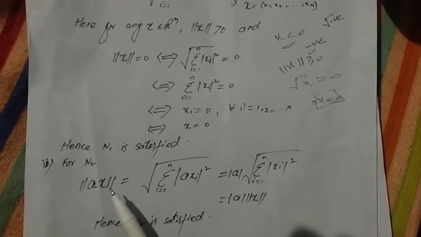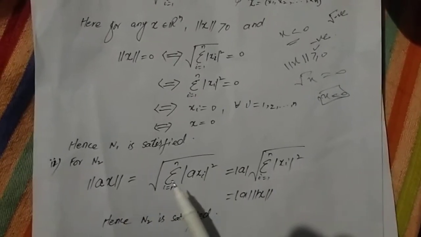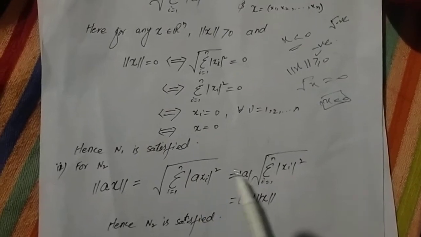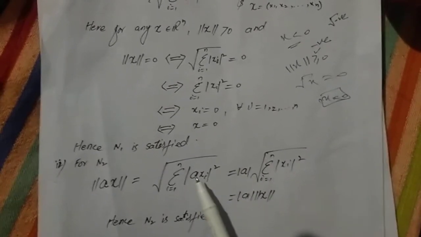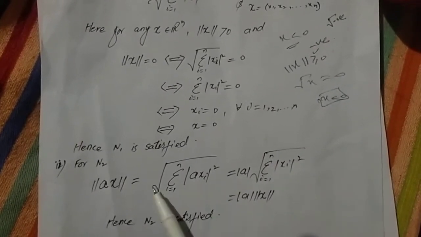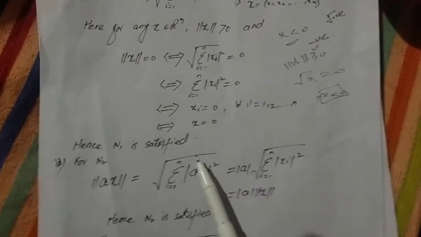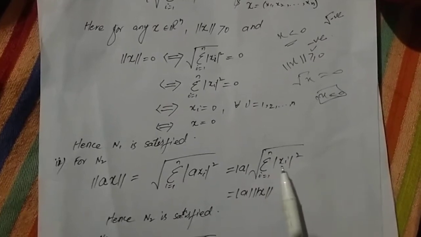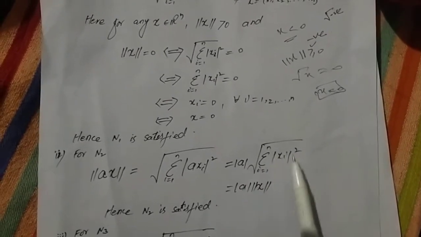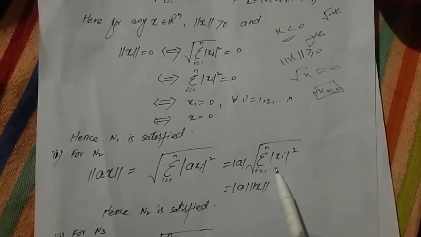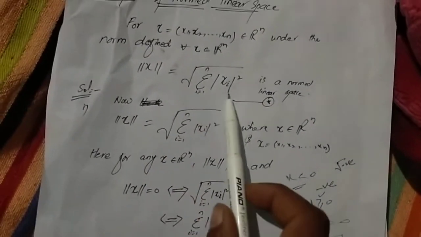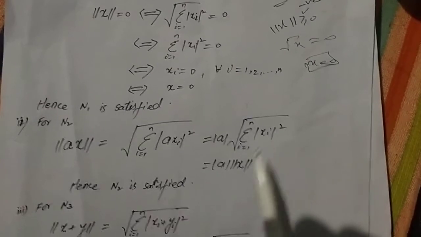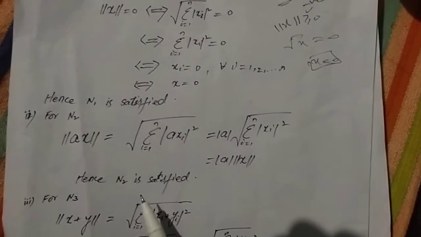Now for the second condition, the norm of a x equals the square root of the sum from i equal to 1 to n of (a xi) squared. Now taking a as common, a squared cancels with the square root and it becomes the modulus of a times the square root of the sum from i equal to 1 to n of xi squared. That is the norm of x, because we have defined it so. So the second condition is also satisfied.